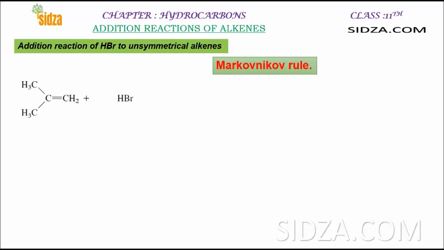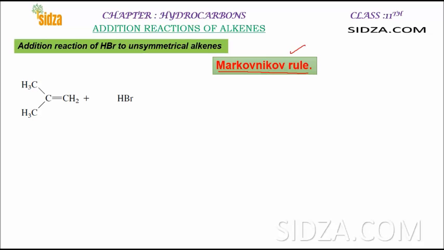If we have an asymmetrical alkene, in an asymmetrical alkene, how can the addition of HBr take place? The addition of HBr or any hydrogen halide follows Markovnikov's rule. This is the important rule here.